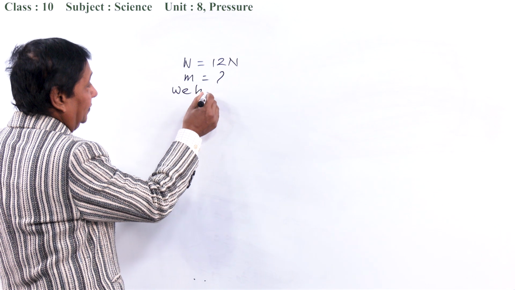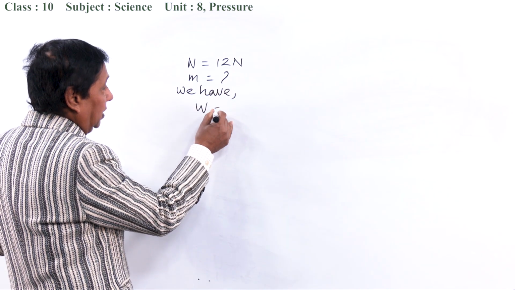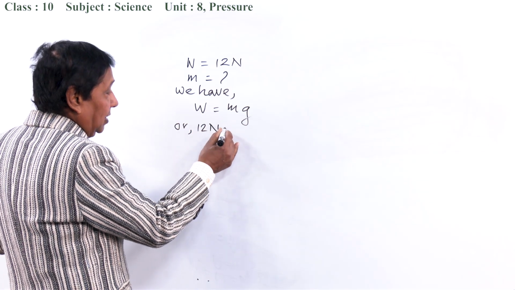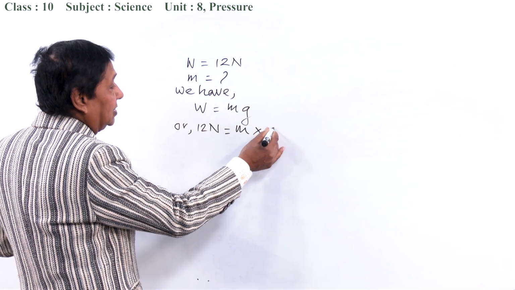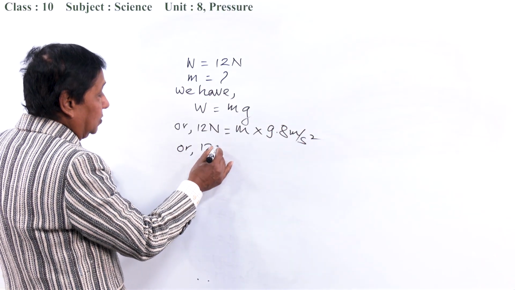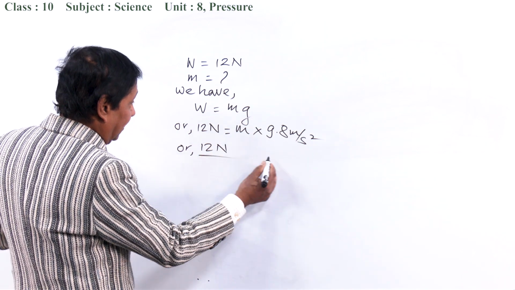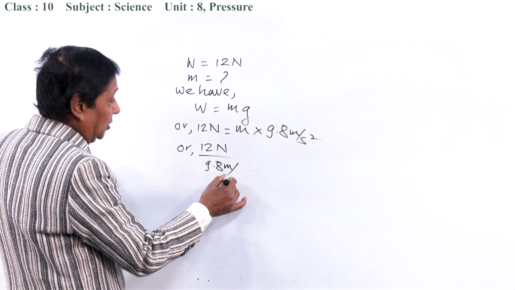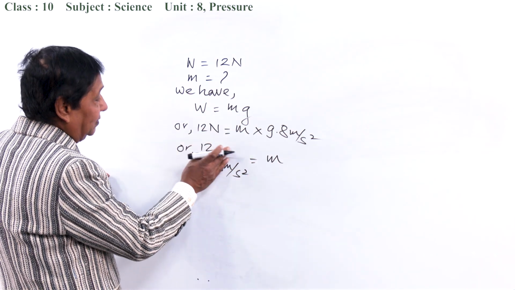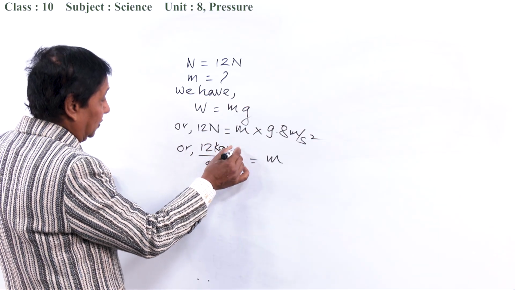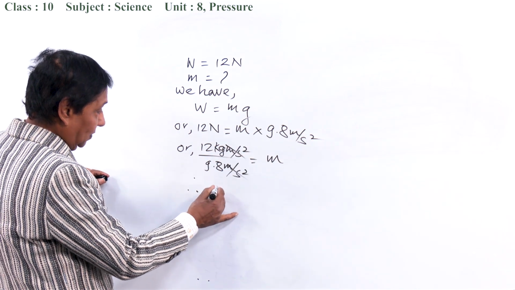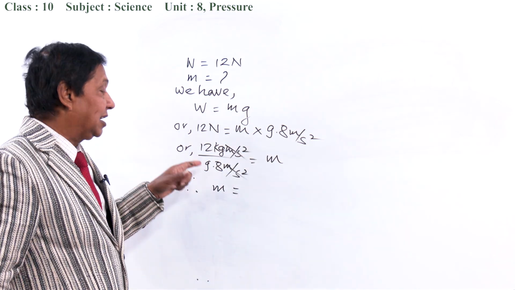We have W equal to mg, and weight is given as 12 Newton, and mass we are going to calculate. The value of g we are using is 9.8 meter per second square. So 12 Newton equals 9.8 meter per second square times m. Now the elaborated form of Newton is kg meter per second square, so I can write kg meter per second square here, and meter per second square cancel. Therefore m is equal to 12 divided by 9.8.